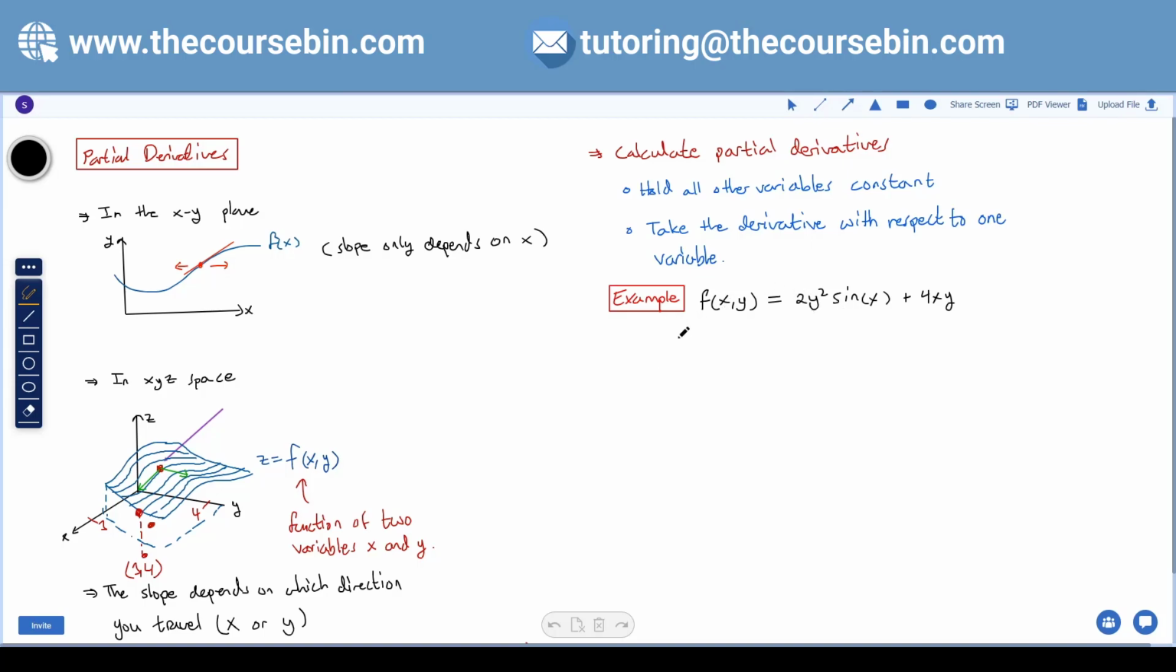And you want to take the partial derivative with respect to x. So say find df dx. That means all of our y's remain constant, and our x's, we differentiate those. So in this case, we'd only have 2y squared times cosine of x. And then over here, we differentiate with respect to x, so the y remains constant, so 4 times y.